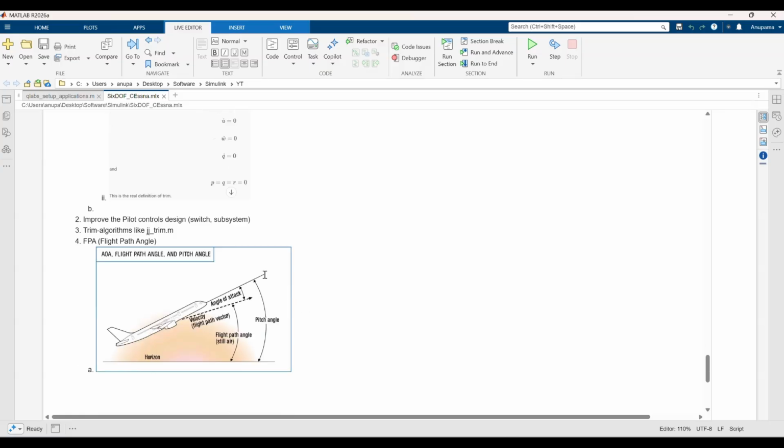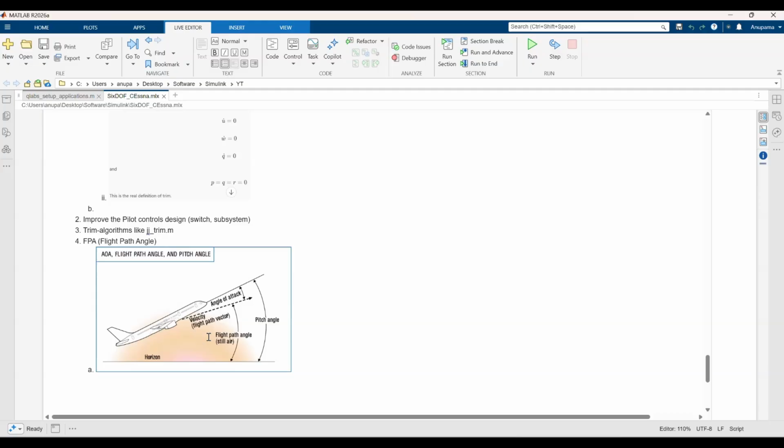And I will show you how we can improve our pilot controls or pilot commands subsystem. We will design a subsystem around it. I will show you how you can use a manual switch. We will talk about trim algorithms that are out there. And to begin with all of that, let's discuss flight path angle.